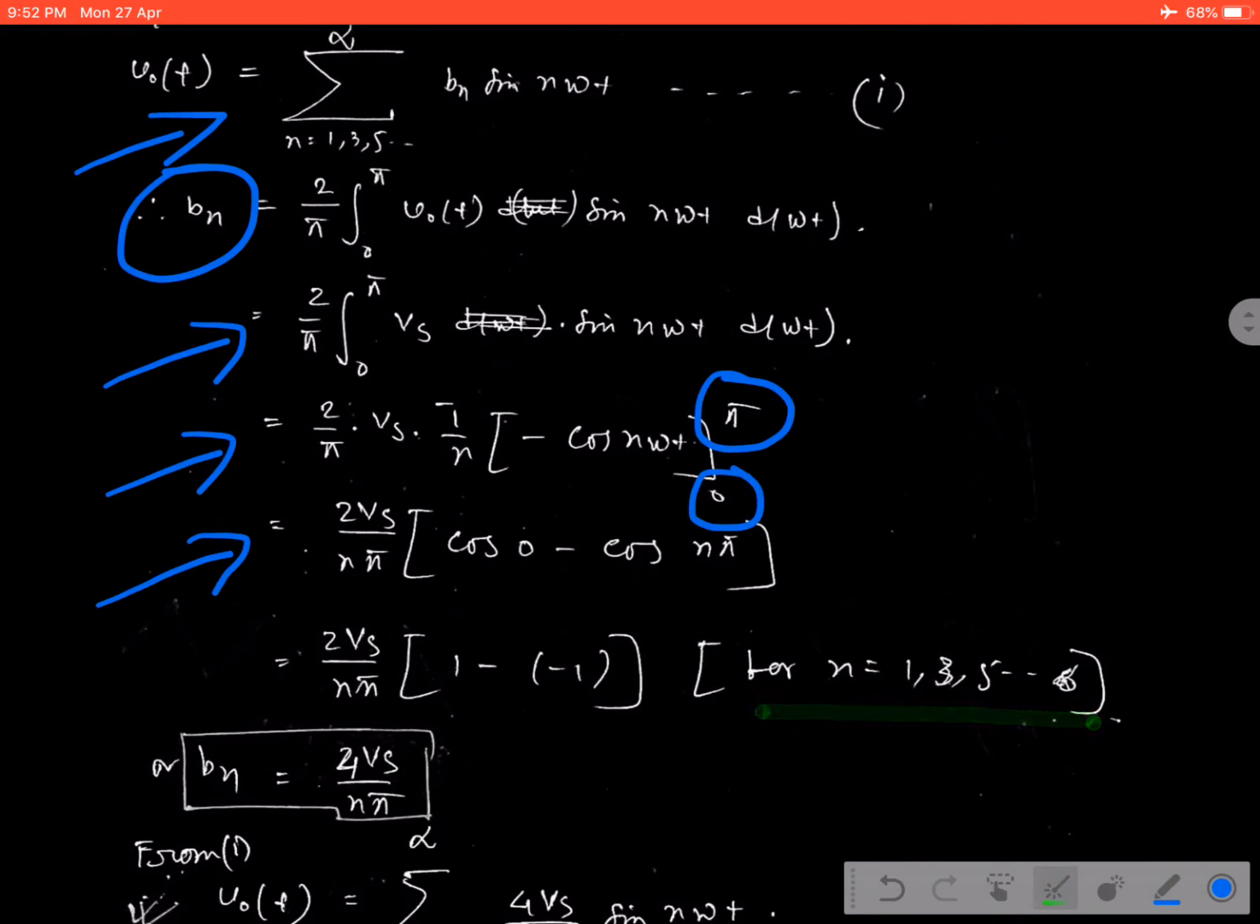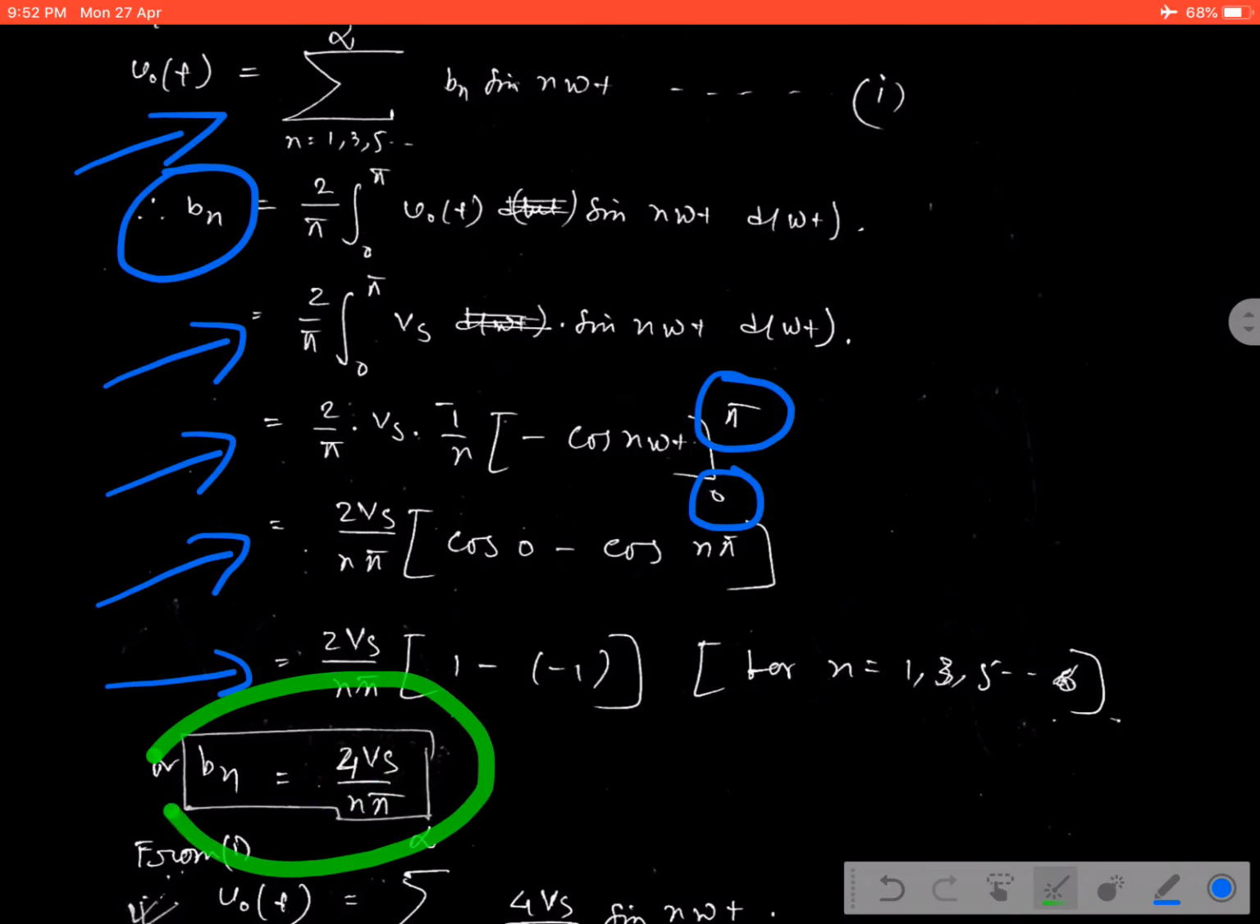If we put n equal to 1, 3, 5, in all the cases cos pi, cos 3 pi, cos 5 pi will give minus 1. That is why the expression is defined by 2 Vs by n pi times 1 minus of minus 1, which gives 2, and multiplied by 2, that gives 4. So this is the coefficient, defined by the expression Bn equal to 4 Vs by n pi.